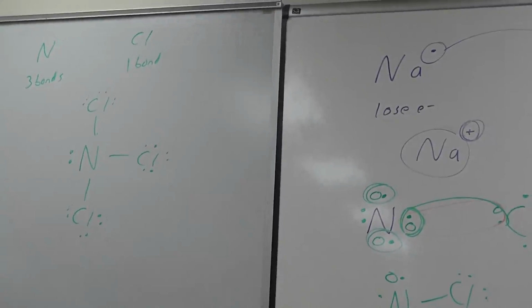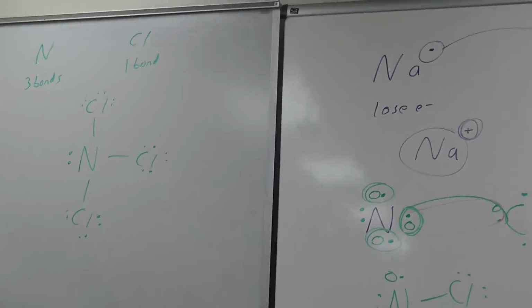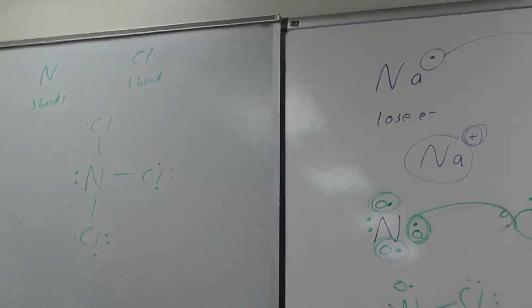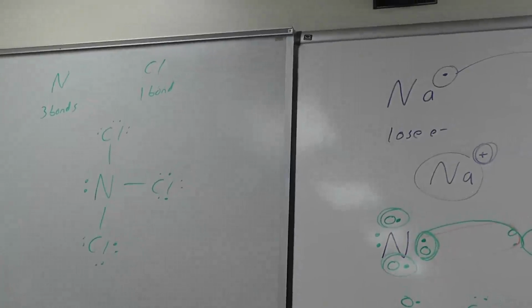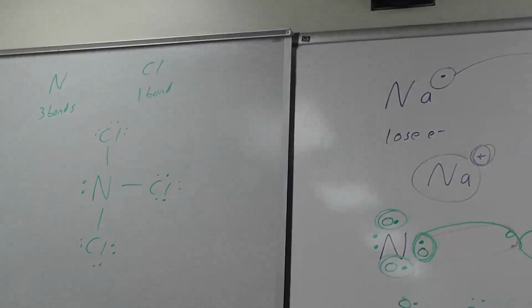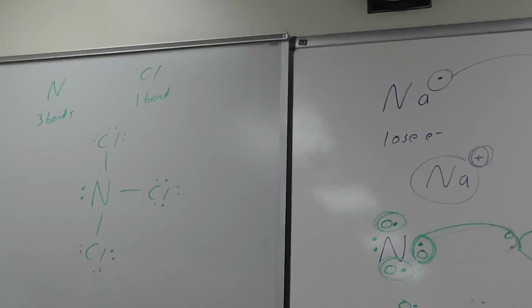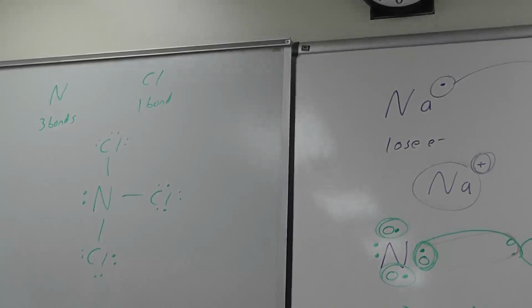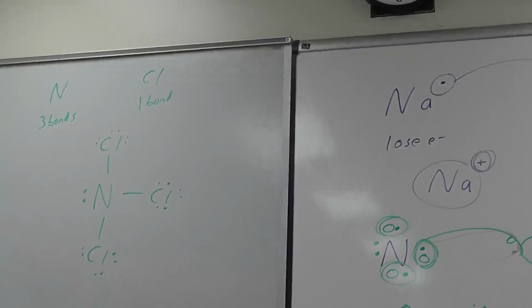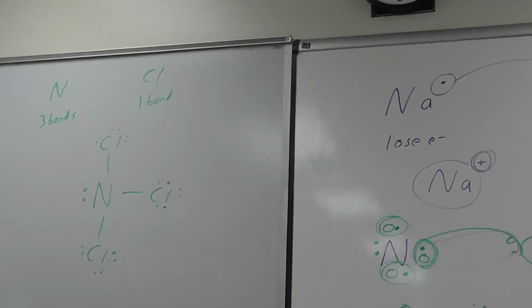Rule number 1. When you're figuring out the general backbone of the molecule, who is bonded to who, the central atom is going to be the atom that has the least electronegativity. The lowest electronegativity atom is going to be in the center.